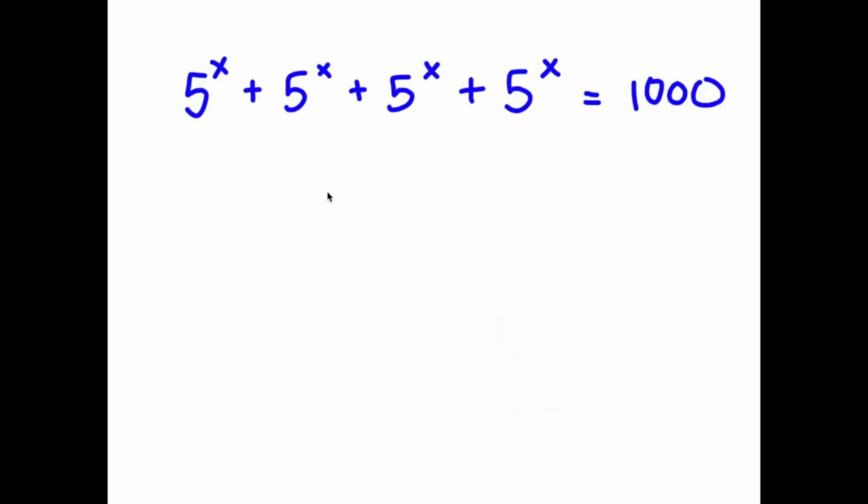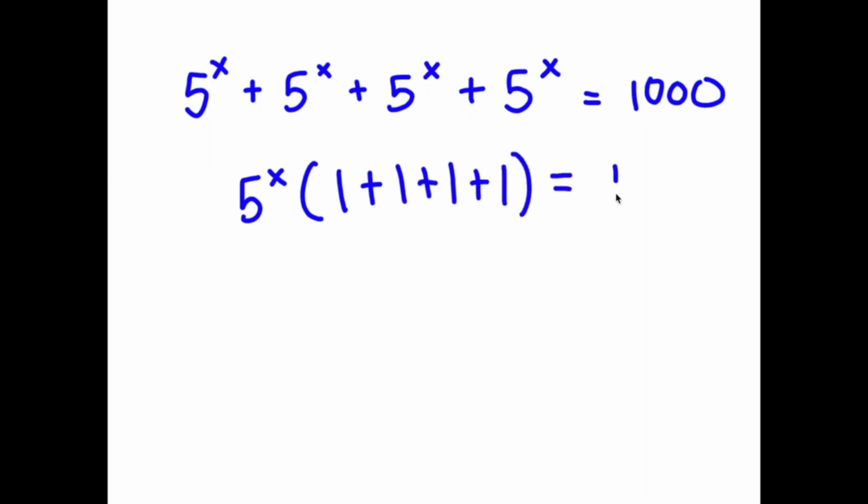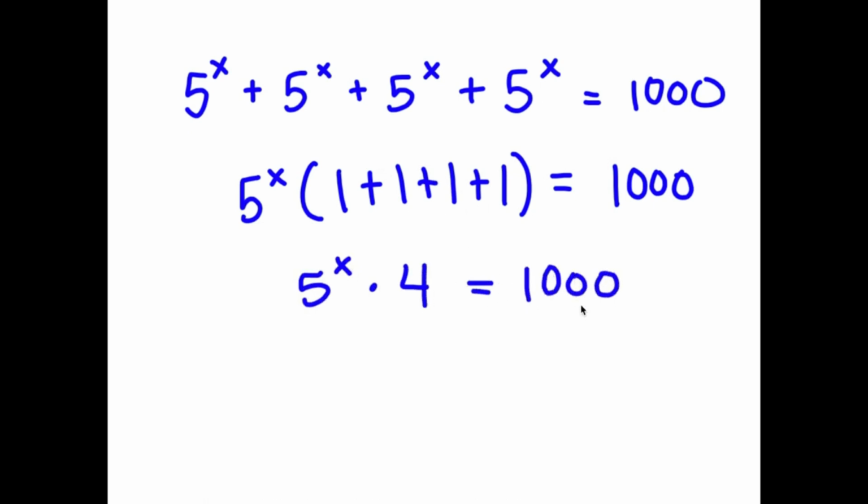Alright, so in this problem, I have 5 to the power of x plus 5 to the power of x plus 5 to the power of x plus 5 to the power of x is equal to 1,000. So I'm going to first start by factoring out 5 to the power of x. So now I have 5 to the power of x times 1 plus 1 plus 1 plus 1 is equal to 1,000. Now, if I simplify what's in the parentheses, 1 plus 1 plus 1 plus 1, that's 4. So I have 5 to the power of x times 4 is equal to 1,000.